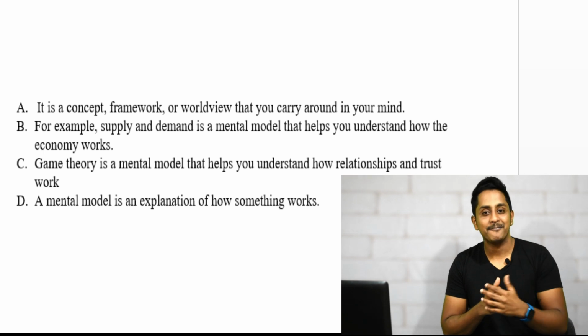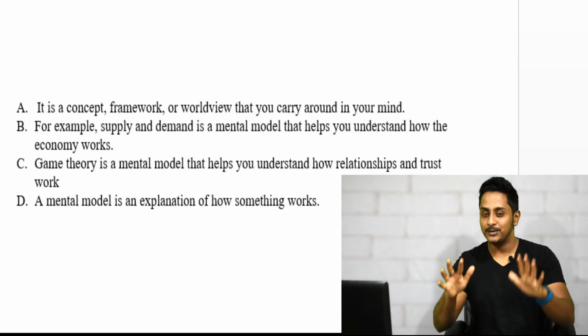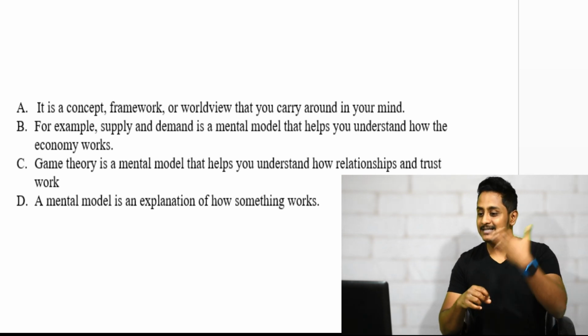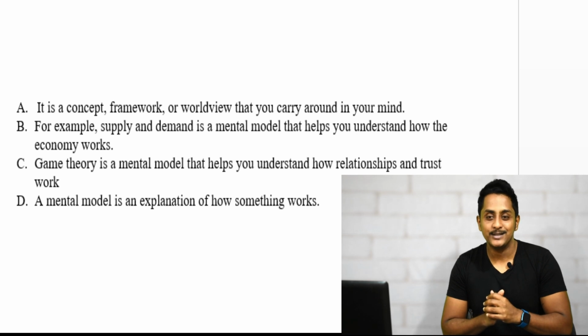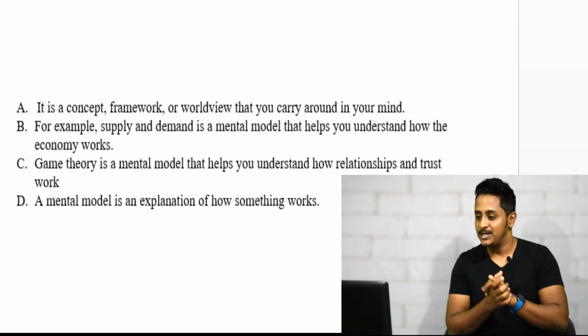I hope you have solved the reorder paragraph and you have an answer in your mind. So before I share the answer, let me talk about the mistakes. Mistake number 1, starting with C, because a lot of people think that it is centered at game theory. Alright, that's totally fine. You start with C and then you make one more mistake thinking C is coupled with A. So you think game theory is a mental model that helps you understand how relationships and trust work.